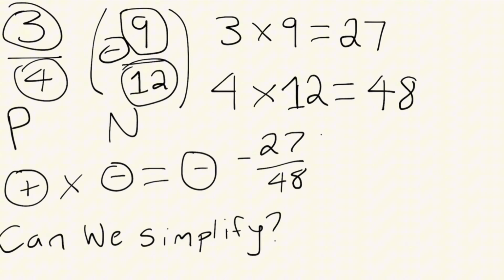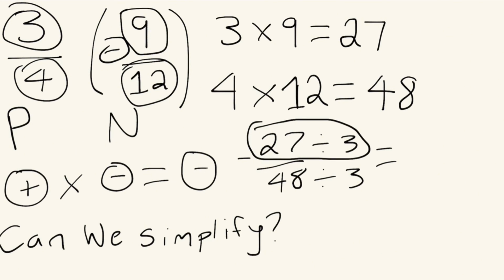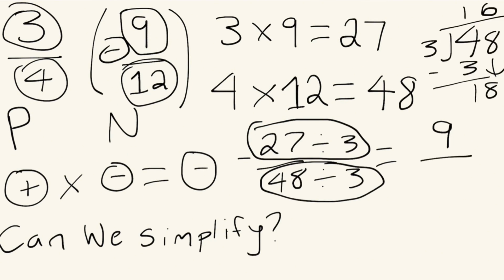-27 over 48 can be divided by 3. Make sure that whatever you do to the top, you do to the bottom, and make sure that you know a positive times a negative always equals a negative. 27 divided by 3 equals 9, and 48 divided by 3 equals 16. And now, since it's a positive times a negative, our answer is negative. So the final answer we have is -9/16. Do not forget to simplify if you can.